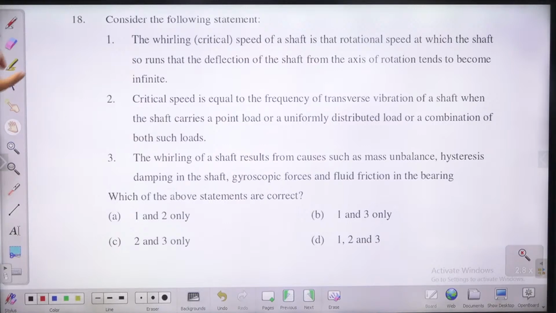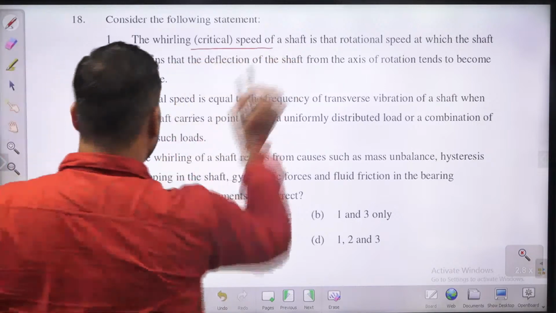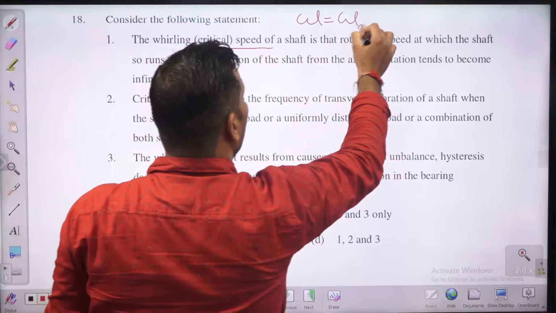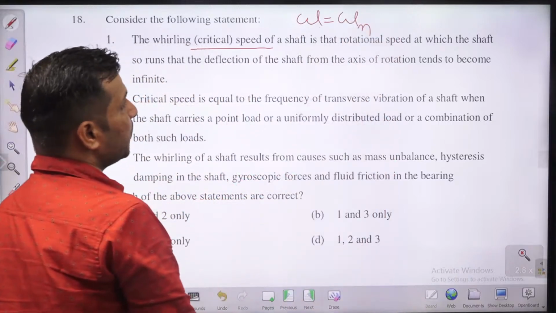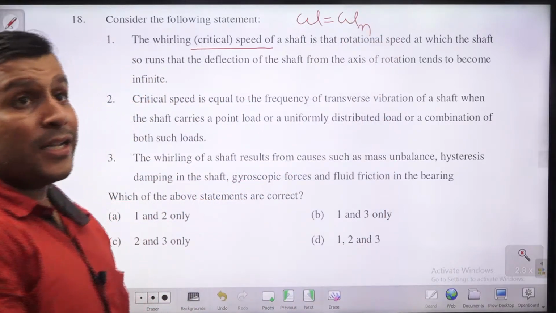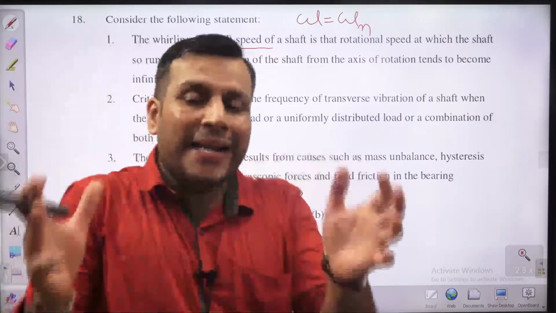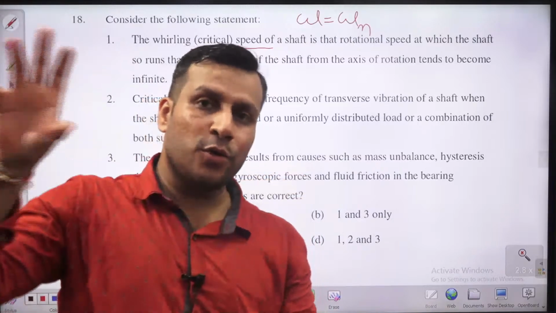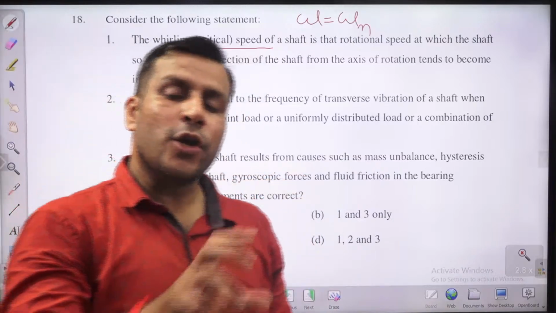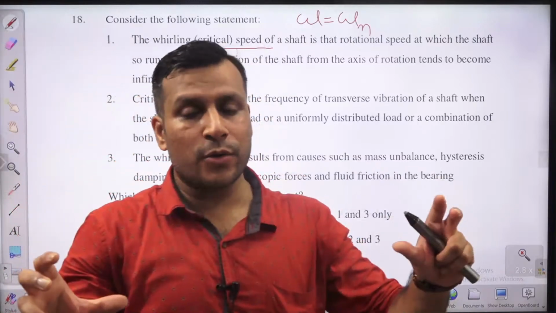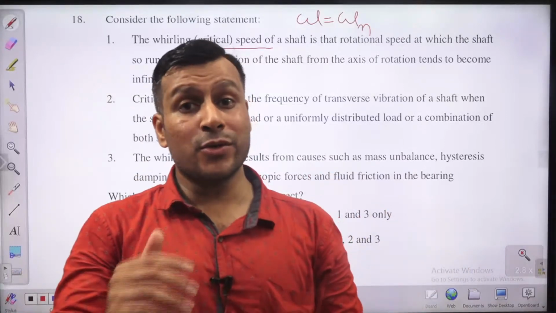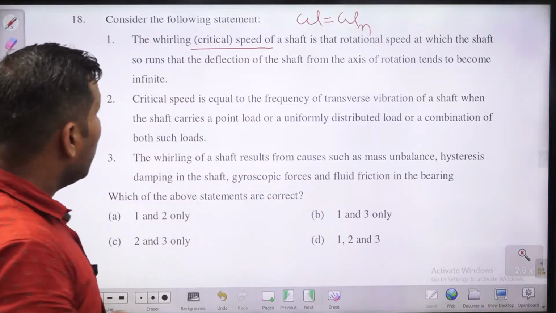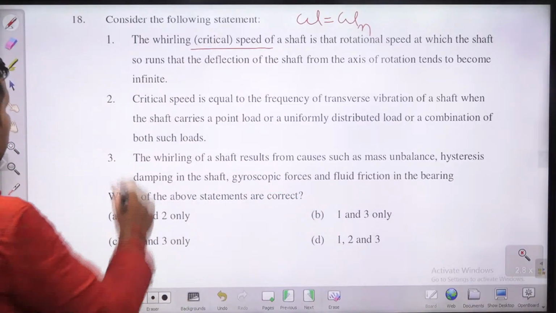Because whirling or critical speed is that speed where omega becomes equal to omega n. This is that natural speed where huge violent vibrations are going to be induced in the body. Very violently the shaft is going to vibrate. That speed at which huge violent vibrations are induced in the shaft is known as critical or whirling speed of the shaft. So this statement is very right.